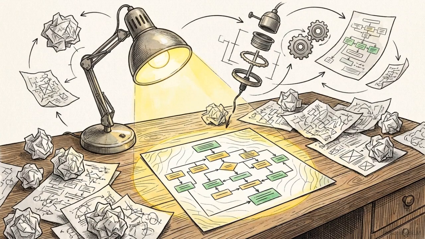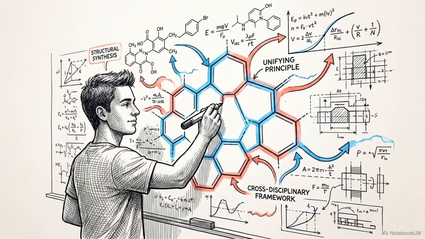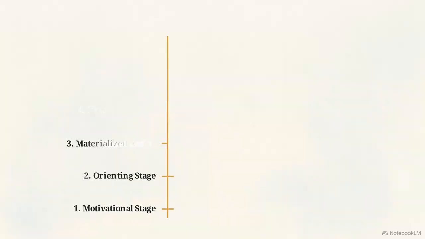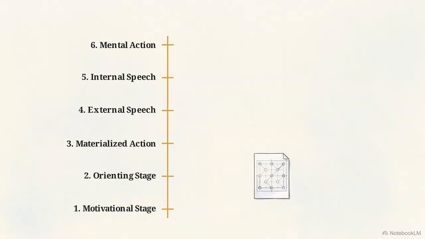Designing a Type 3 orientation requires the professor to strip away secondary facts and isolate the genetic core of their subject. Doing so gives students the structural framework to solve completely novel problems they haven't encountered before. This animated timeline outlines Galperin's 6-stage pipeline.